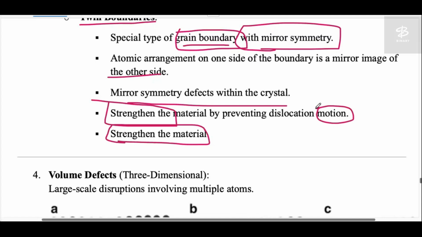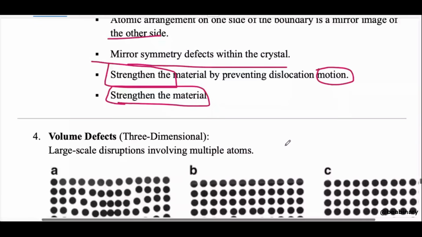But in this condition, you are not having less strength in the material where the twin boundary grain defect is there, because it will not let your grains move from here to there. That's why your strength will not get compromised. So strength will be the same as it was.